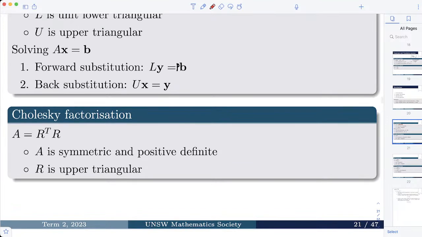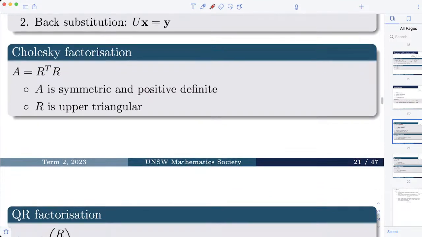Cholesky factorization is the easiest thing to check for a positive definite matrix. If the Cholesky factorization exists, then the matrix is positive definite. Yeah, that's all I have to say. Since it's upper triangular, we're dealing with back substitution.